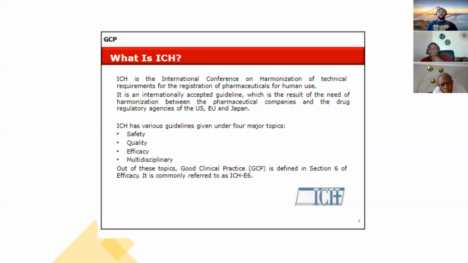So Japan has its own regulatory authorities. The European Union also has theirs. And then there is the FDA for the United States. ICH has various guidelines under four major topics: safety, quality, efficacy, and multidisciplinary. Out of these four topics, good clinical practice is defined in section 6 of efficacy, commonly referred to as ICH E6.